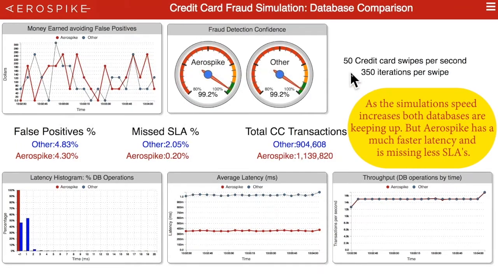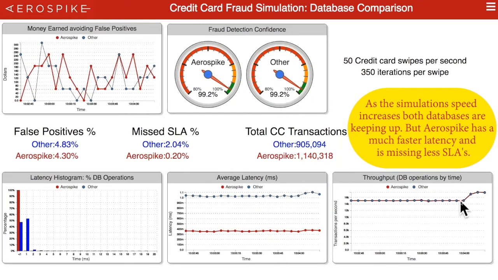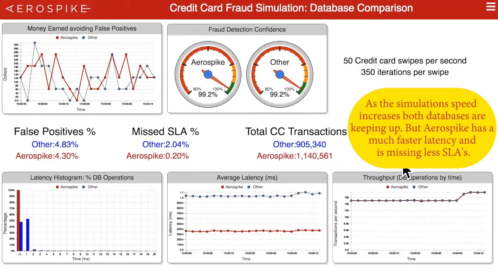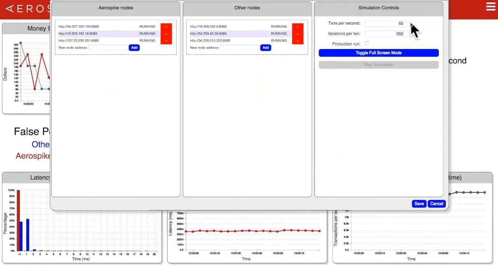So now we have 50 credit card swipes per second, 350 iterations per swipe. We can see our confidence factor went up to about 99% or a little more, and we can see the corresponding throughput go up. As those two numbers get multiplied together, we can see what the total desired throughput should be. So let's crank it up a little more. Both databases right now are handling the load, so let's increase the load and see what happens.